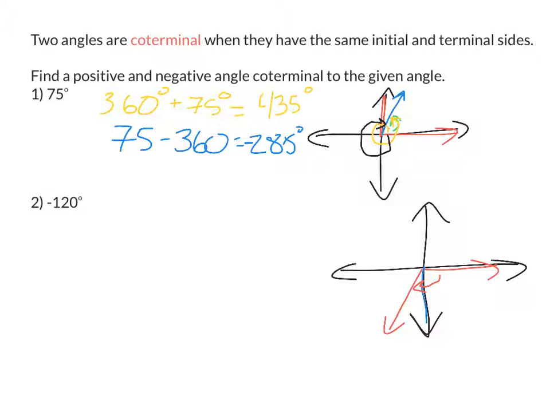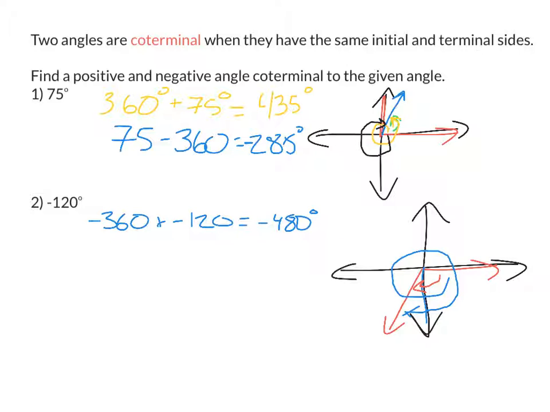So what would be coterminal to that? Well, again, I can go around a negative 360 and then finish right there. That would be where I had a negative 360 plus the negative 120 more. And so that would be negative 480 degrees. That would be coterminal to the negative 120.